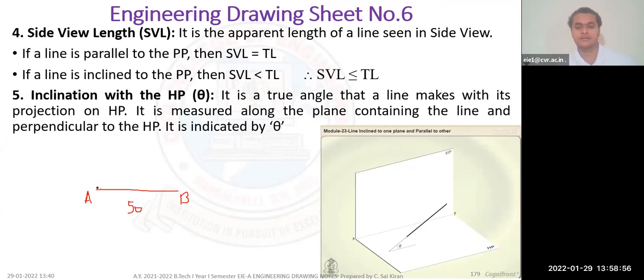Suppose I'm giving an inclination of 30 degrees. Listen carefully. Now I'm giving an inclination of 30 degrees. So what I do, I'll keep a protractor. First I'll mark a 30 degrees line. 30 degrees line I'll mark.